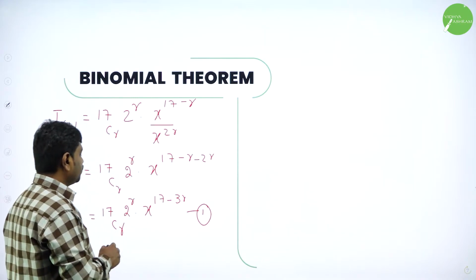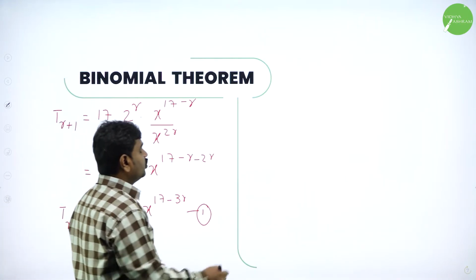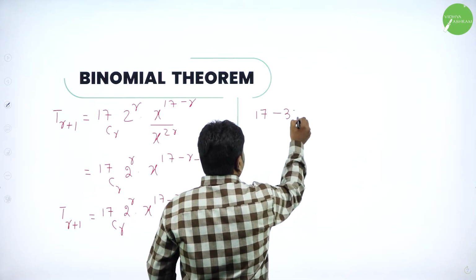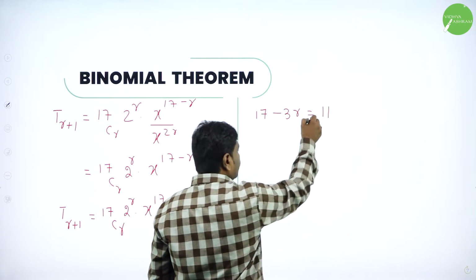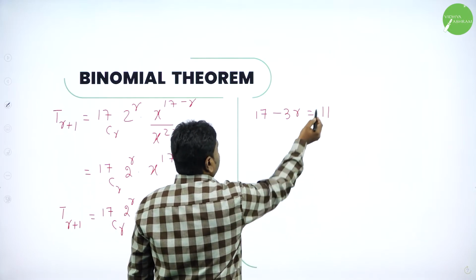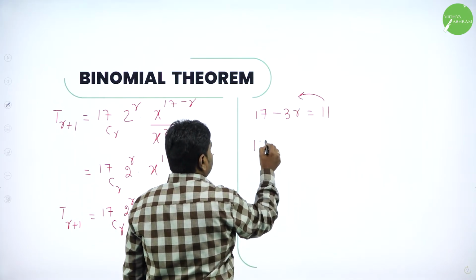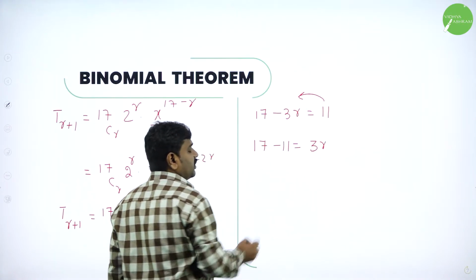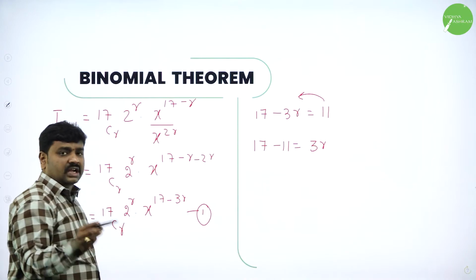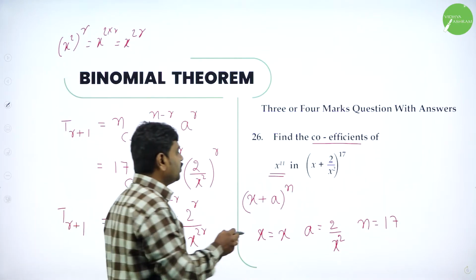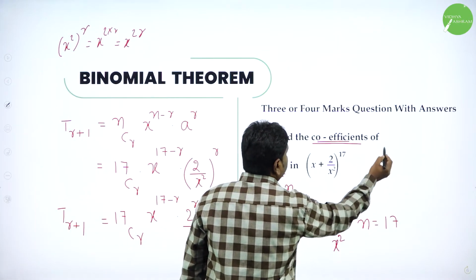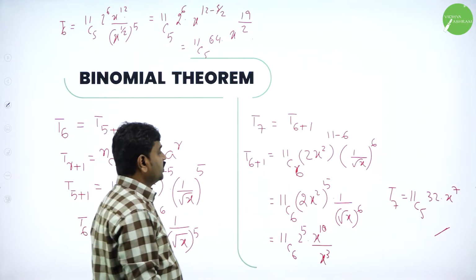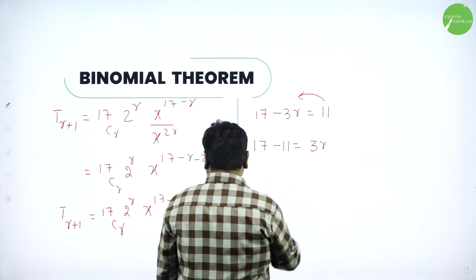To find the coefficient of x power 11, equate the power of x to 11. What is the power of x? 17 minus 3r. Equate it to 11. Why? Because we want the coefficient of x power 11. Rearrange, so bring 11 to this side: 17 minus 11 is equal to 3r. Why am I equating it to 11? The power of x is 17 minus 3r, and I am equating it to 11 because the question asks for the coefficient of x power 11. So that's why I am equating the power of x to 11.